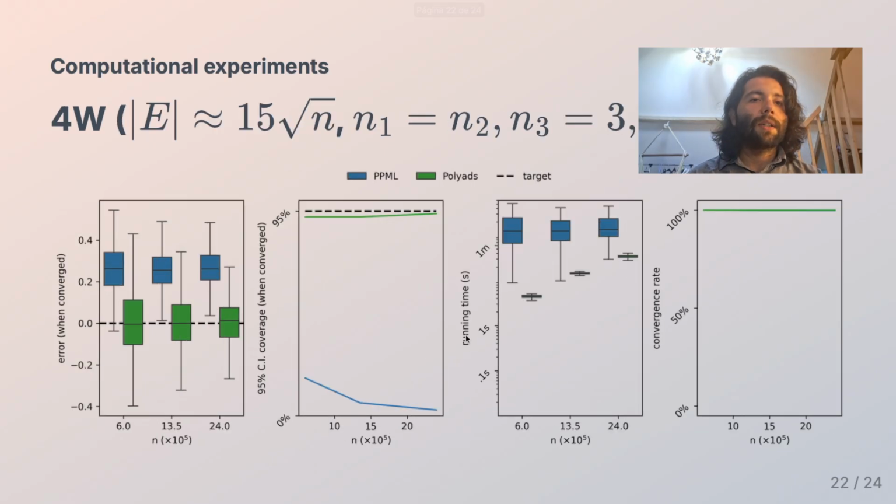I also have examples for the four-way case, just to show. In the four-way case, unfortunately, we don't have an analytical debias method, so I'm comparing PPML against polyads, and we see more or less the same. The polyads method is quite consistent at 0. PPML has some bias. Our coverage is quite close to 95%. Meanwhile, PPML degenerates fast.